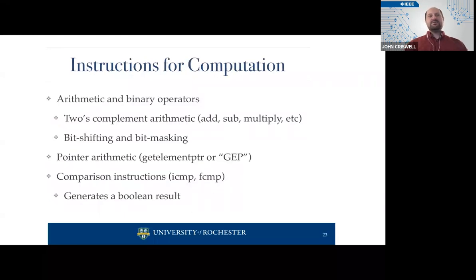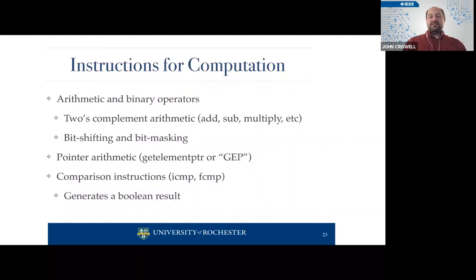All right. Now, what sort of instructions do we have for quote unquote computation? Well, we have the usual suspects. We have the arithmetic and binary operators. So we have 2's complement arithmetic, add, subtract, multiply, divide, all of that good stuff. We also have bit shifting and bit masking operations. So we have bitwise and, inclusive or, exclusive or. We have an instruction for inverting the bits. We also have instructions for bit shifting, so being able to do arithmetic shift left, logical shift right, things like that. Not mentioned on the slide, we also have floating point instructions. So we have floating point add, floating point subtract, etc., etc.